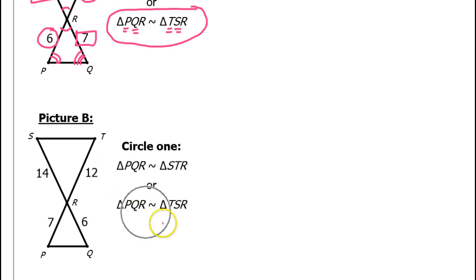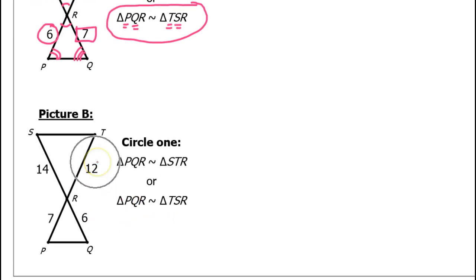Okay, now when you look at picture B, let's do it again. 12 is the smallest and 6 is the smallest. Those are now corresponding. 14 is the biggest and 7 is the biggest. Those are corresponding. All right, so the vertical angles are still equal, but now look at angle T.